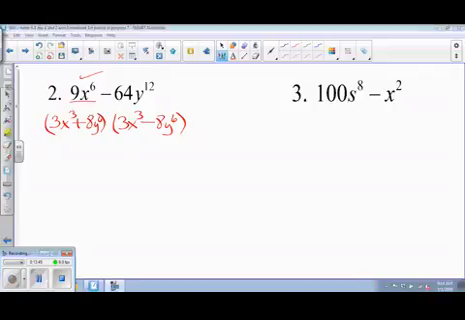There was a question. Does it matter if I put minus first and then plus? No. Why doesn't it matter? Because we're multiplying, so you can reverse them and it's still the same answer. Okay?